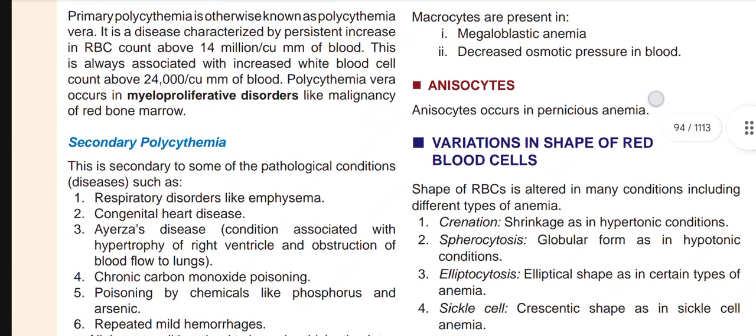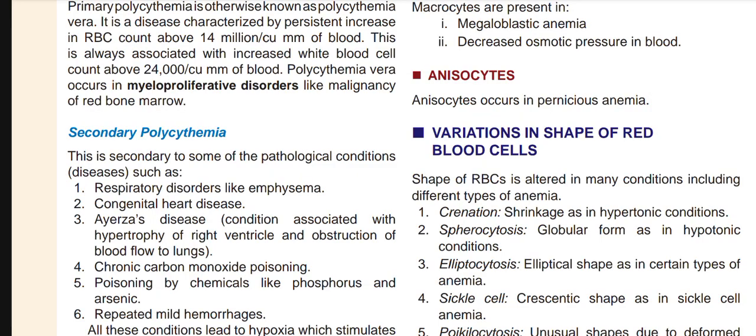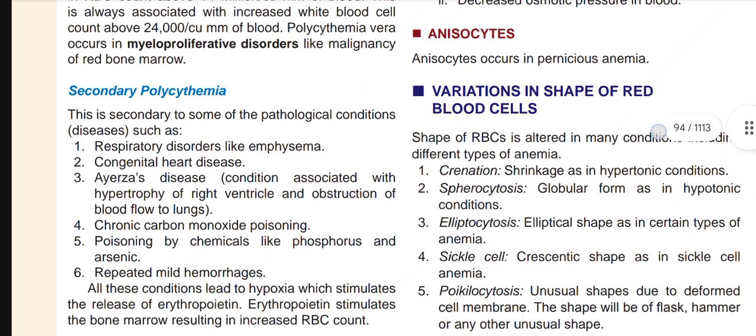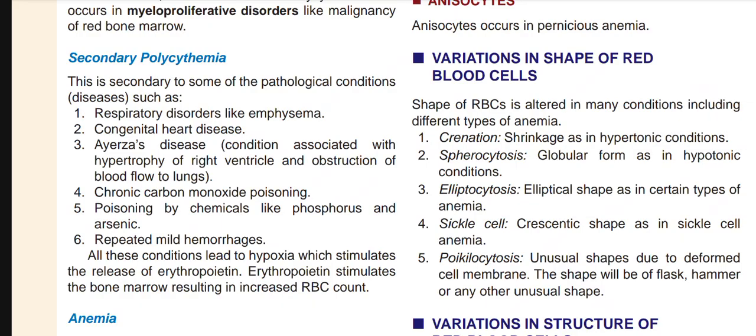Now, secondary polycythemia. This is secondary to some pathological conditions or diseases such as respiratory disorders like emphysema, congenital heart diseases, Ayerza disease, a condition associated with hypertrophy of the right ventricle and obstruction of blood flow to the lungs, chronic carbon monoxide poisoning, poisoning by chemicals like phosphorus and arsenic, and repeated mild hemorrhages. All these types of conditions lead to hypoxia, which stimulates the release of erythropoietin. Erythropoietin stimulates the bone marrow, resulting in increased RBC count.